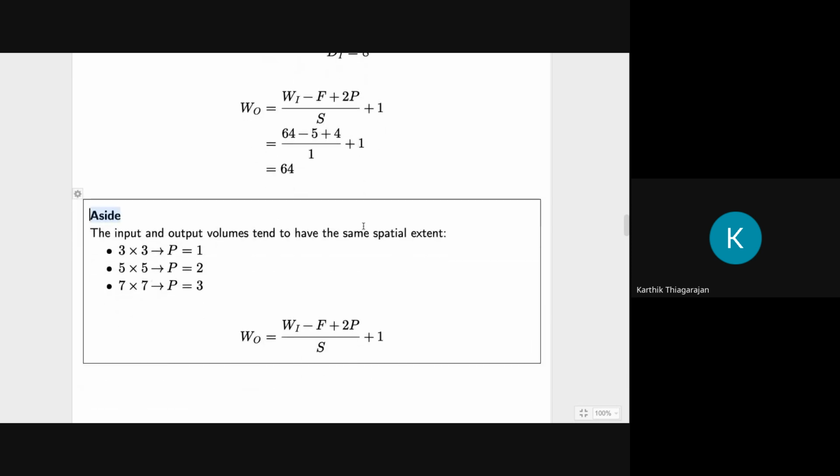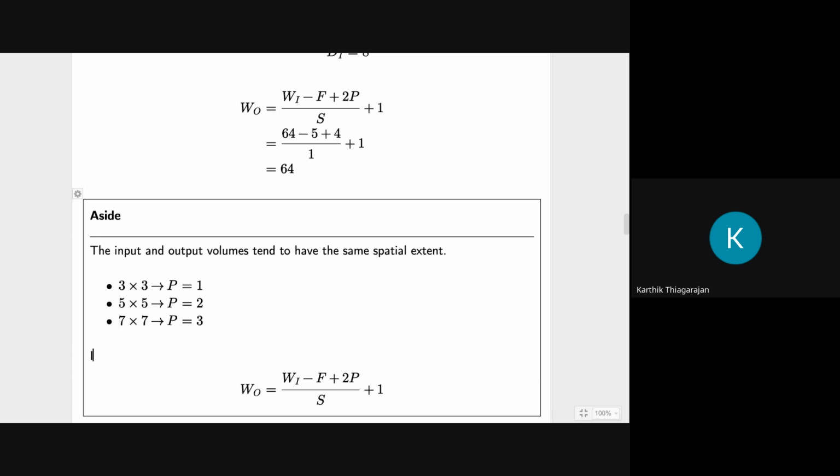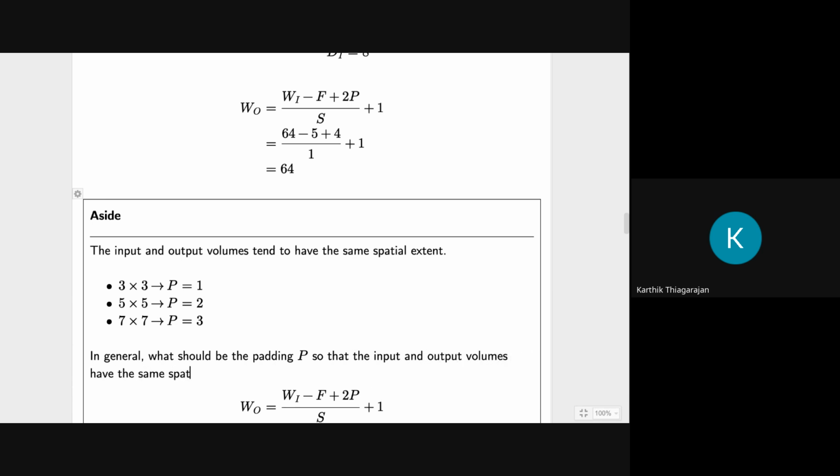Okay, so this is another question altogether. You can ask, in general, what should be the padding P so that the input and output volumes have the same spatial extent. So you can solve this equation.